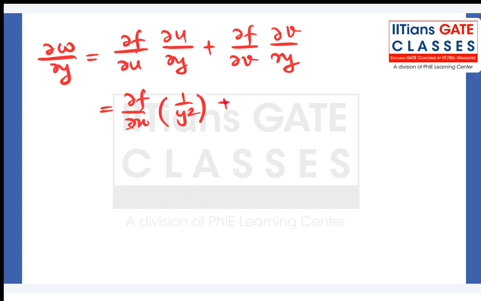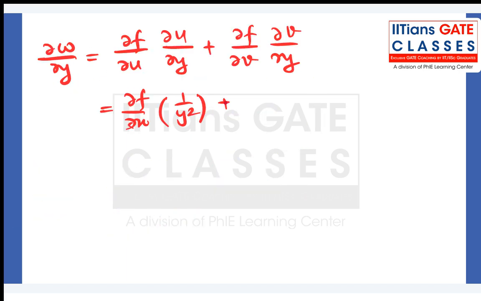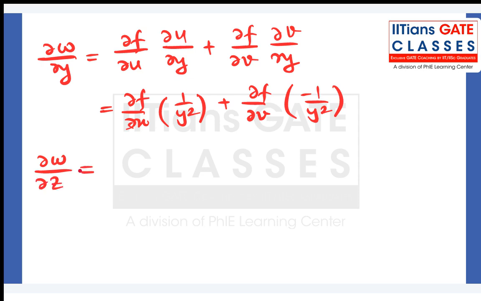and v is also a function of y, if I am not wrong. Yeah, so that will be minus 1 by y square. So this will be del f by del v into minus 1 by y square. And similarly the last term, del w by del z: del f by del u into del u by del z plus del f by del v into del v by del z.